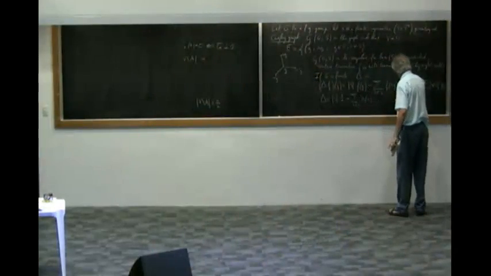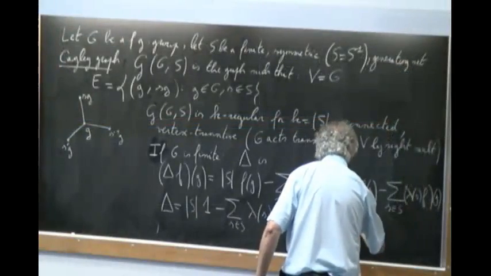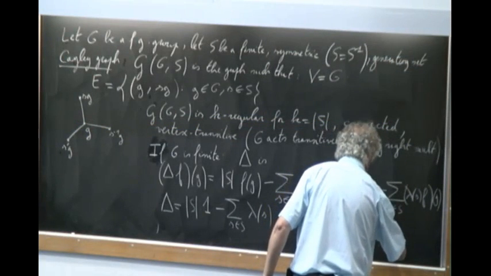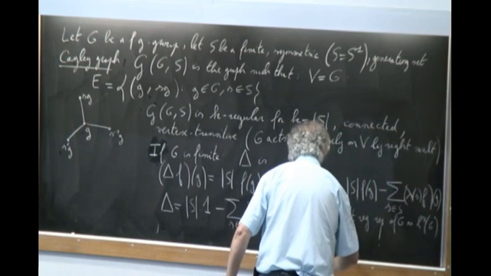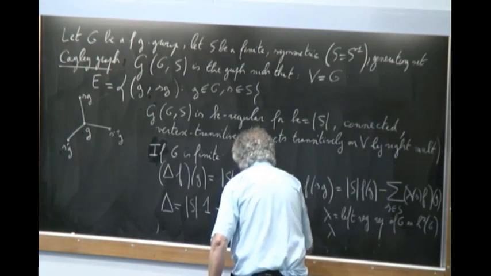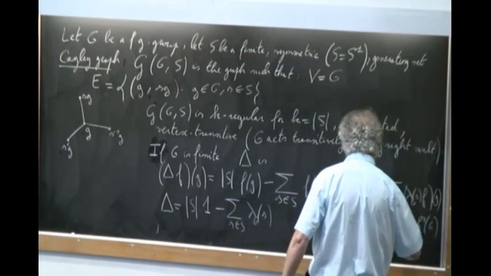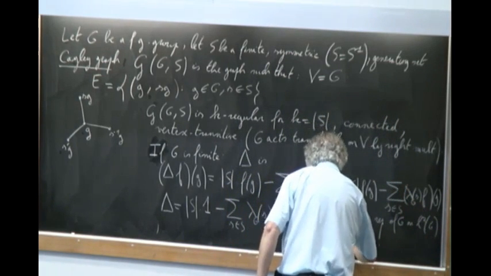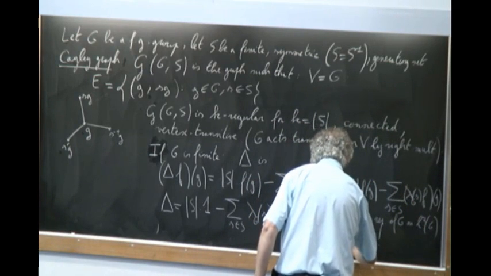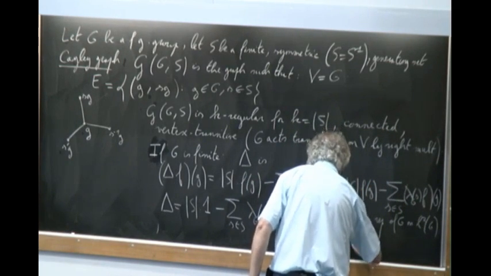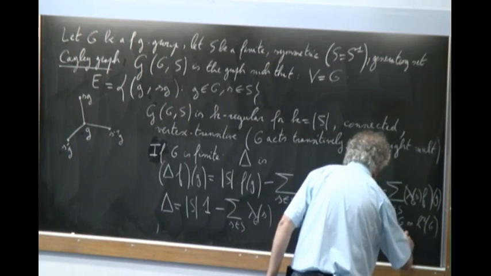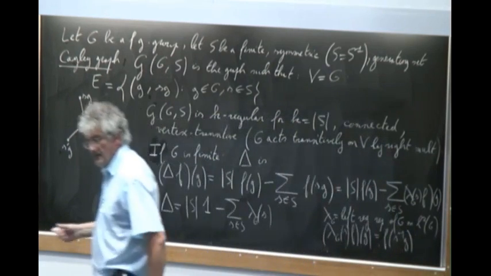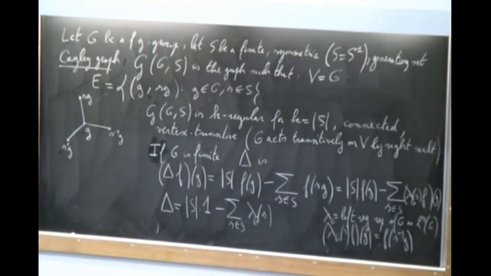Lambda is the left regular representation of G on L2 of G. So maybe yesterday I denoted it by lambda sub G. Remember how it goes: lambda of s applied to f, evaluated at g, is f of s inverse g. So this is the representation associated with the action by left translations.